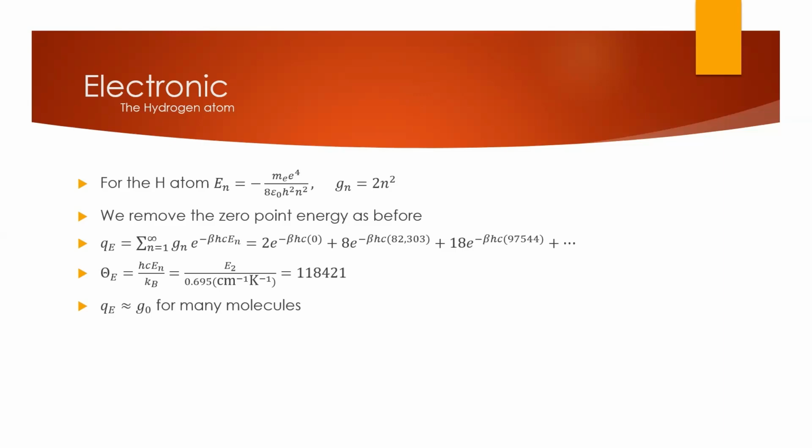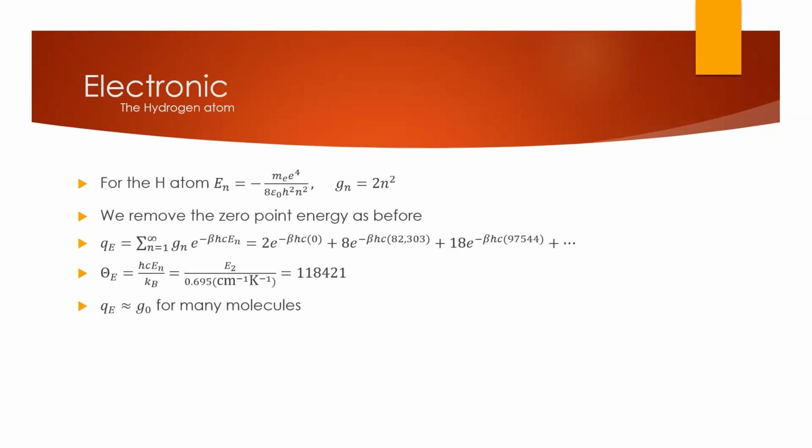Lastly, we can calculate the partition function for electronic degrees of freedom, and we can use our model of the hydrogen atom. So for the hydrogen atom, the energy levels are the mass of the electron times the fundamental charge to the fourth over 8 epsilon naught h squared n squared. These are degenerate. They are 2n squared degenerate for the hydrogen atom. For other atoms, the degeneracy is more complicated, and we did some of this last semester.